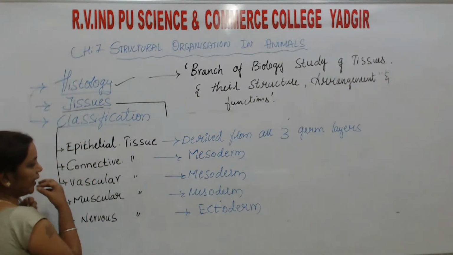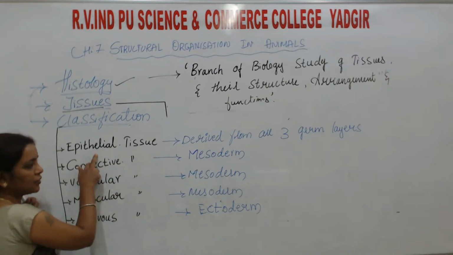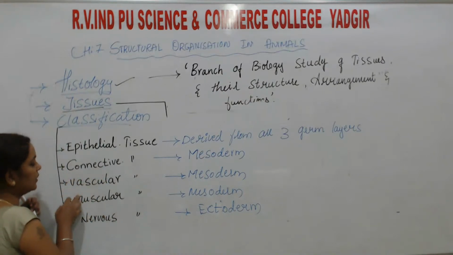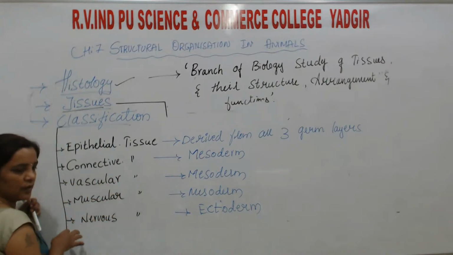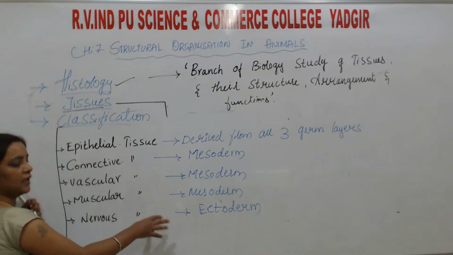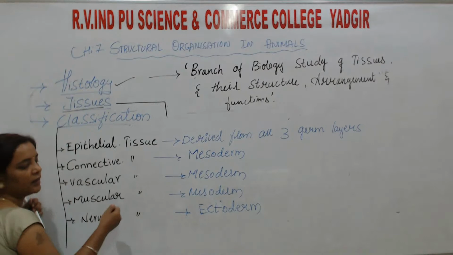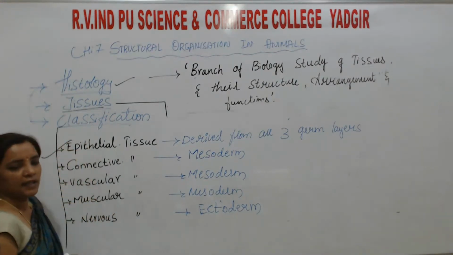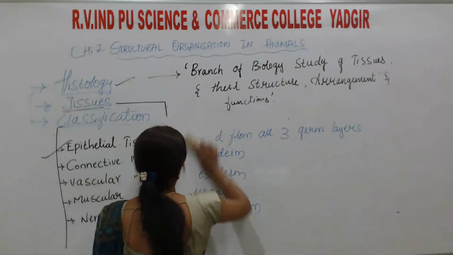Understood? One by one we are going to study in detail. Epithelial tissue, all three germ layers; connective tissue, derived from mesoderm; vascular tissue, mesoderm; muscular tissue, mesoderm; and nervous tissue is derived from the ectoderm. Now, let us start with the epithelial tissues, with the general characters of epithelial tissues.